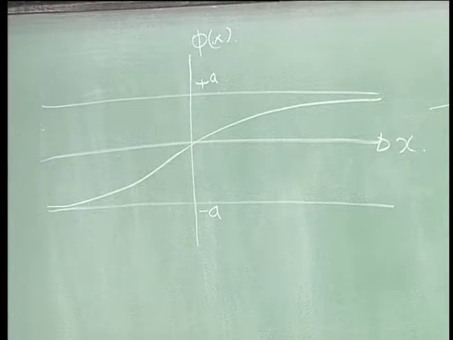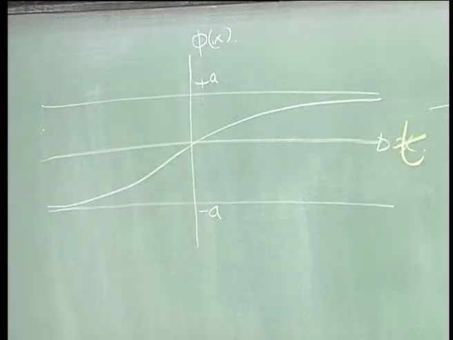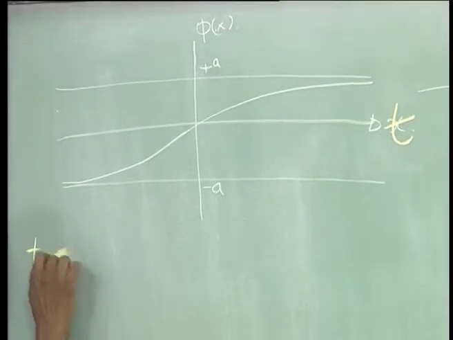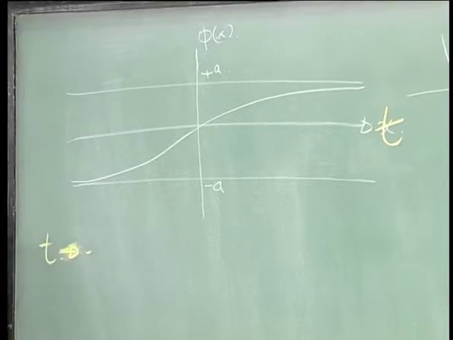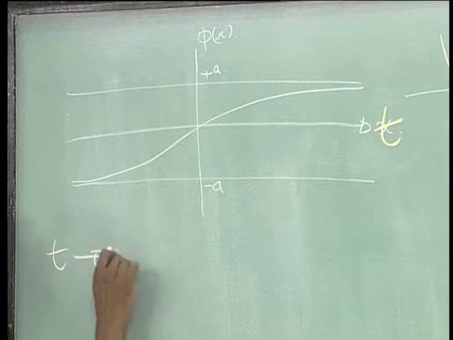Now what I am saying is that let us think of this x as time. Suppose this were time, let us see what this process is. Can someone tell me what would be the process? Let us look at what happens as t tends to minus infinity.